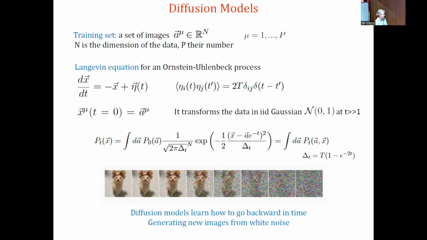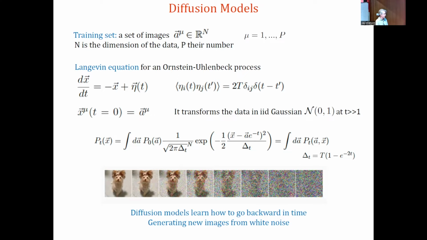You also know exactly what the probability law of x at time t is. If you know the probability of the data, let's call it P0 of A, it's very simple. You just integrate this equation, and what you find is that you just convolve the data distribution with a Gaussian. So you know what the probability Pt at a given time is, and what this Gaussian is doing is noising: it's putting noise on the image.